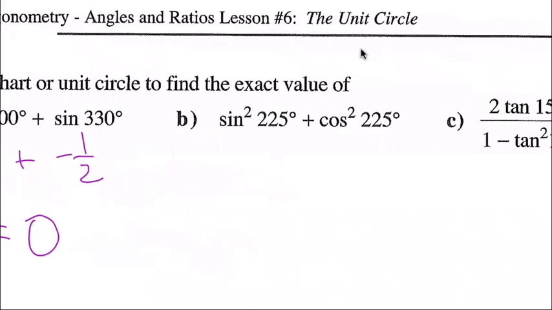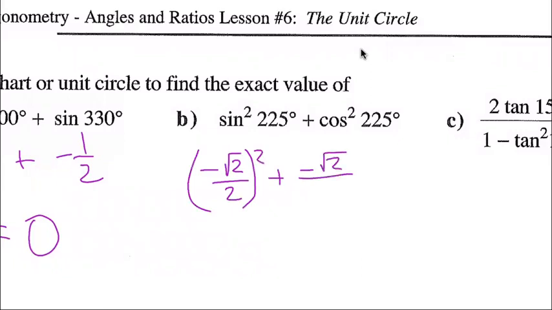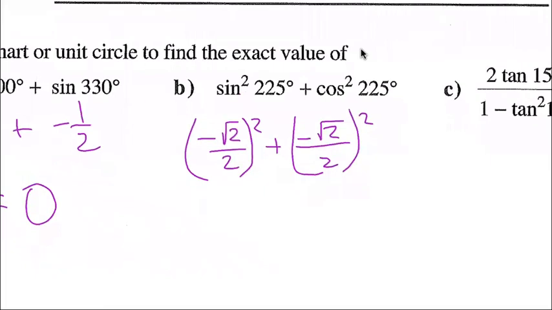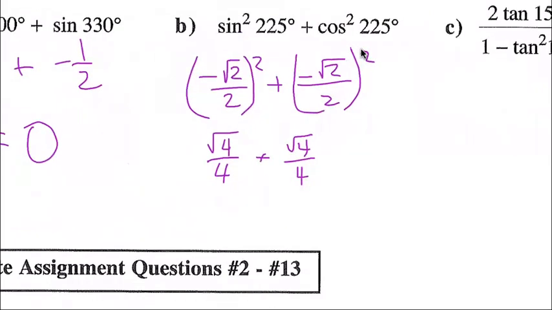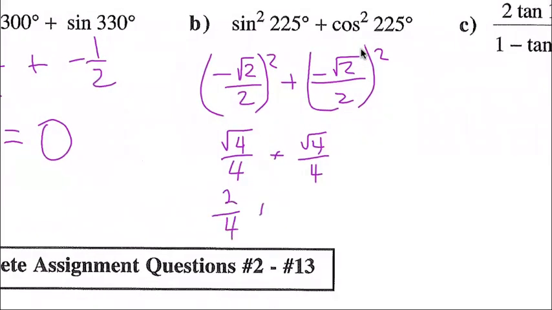Sine squared of 225 plus cosine squared of 225. Well, we find 225 on our unit circle. 225 is right there. And if I square, it's negative root 2 over 2 squared plus negative root 2 over 2 squared, which is root 4 over 4 plus root 4 over 4, which is 2 over 4 plus 2 over 4, which is 4 over 4, which is 1.